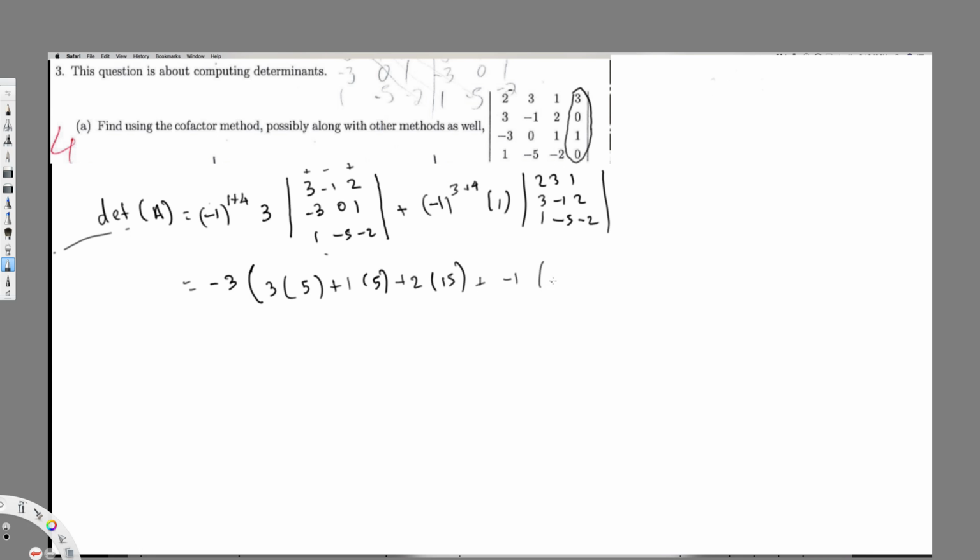Then you have to do the same thing right here. If I calculate it, this is going to be 50, and this is going to be minus 1 times 34. Then finally my answer comes out to be minus 184. So this is my final answer.